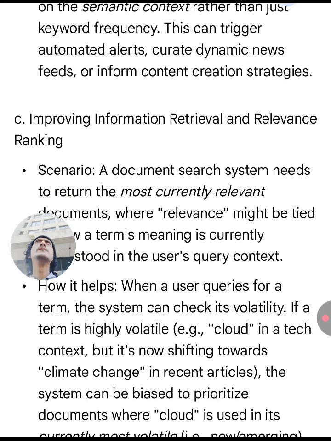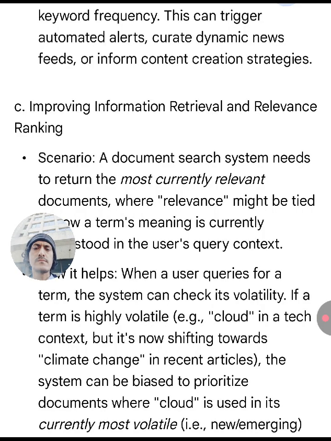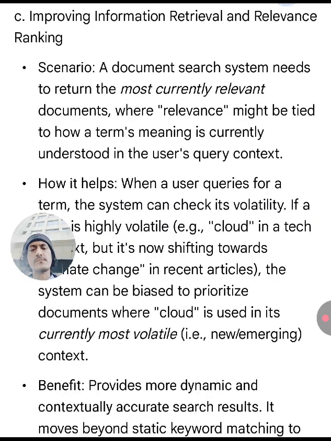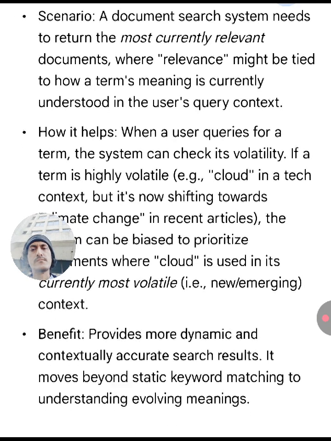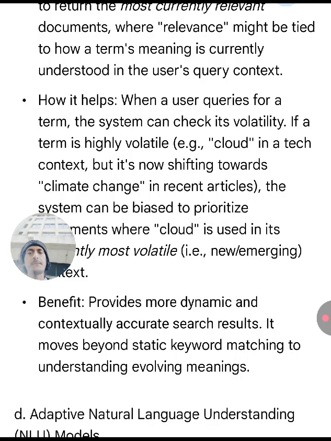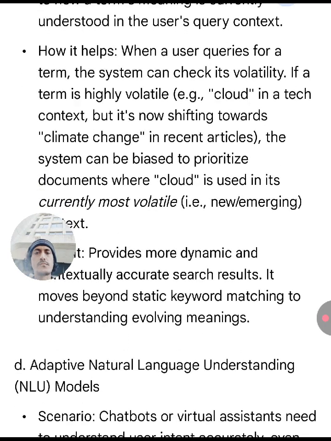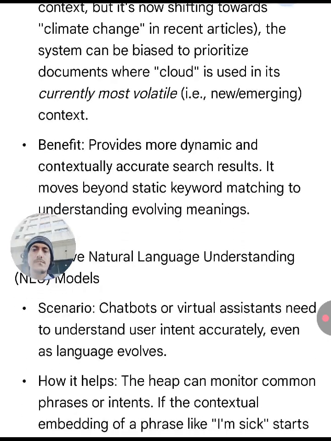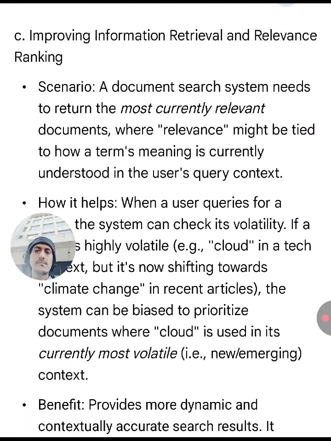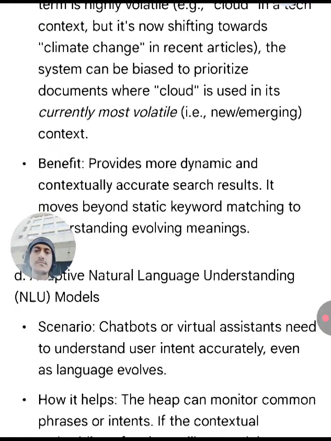C. Improving information retrieval and relevance ranking. Scenario: a document search system needs to return the most currently relevant documents, where relevance might be tied to how a term's meaning is currently understood in the user's query context. How it helps: when a user queries for a term, the system can check its volatility. If a term is highly volatile, e.g., "cloud" in a tech context, but it's now shifting towards climate change in recent articles, the system can be biased to prioritize documents where "cloud" is used in its currently most volatile, i.e., new or emerging context. Benefit: provides more dynamic and contextually accurate search results. It moves beyond static keyword matching to understanding evolving meanings.